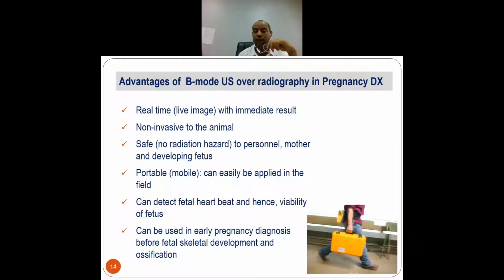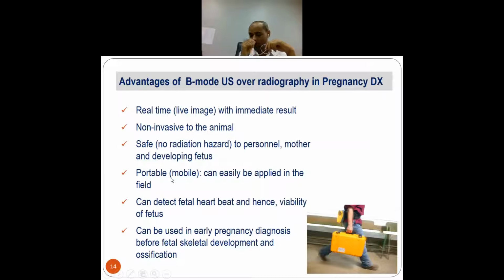As you may know, with radiography you have to process the image first before you get the result, and it has to be interpreted. The second important advantage is that the procedure is non-invasive, so it doesn't cause any harm to the animal, and it is also safe to the personnel conducting the procedure, meaning that there is no radiation hazard, also for the dam and the developing fetus. That is unlike radiography or the X-ray.